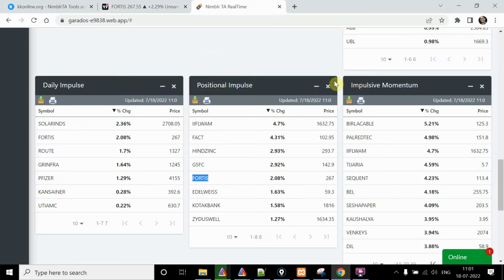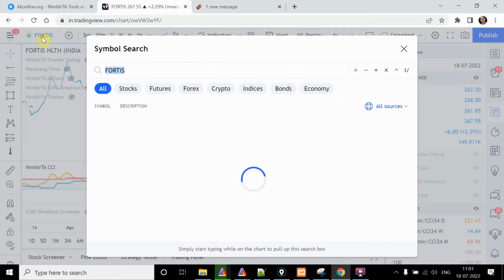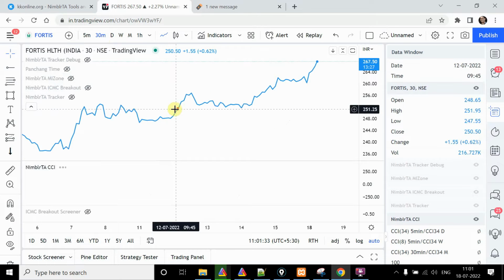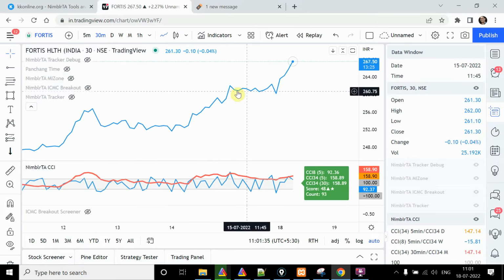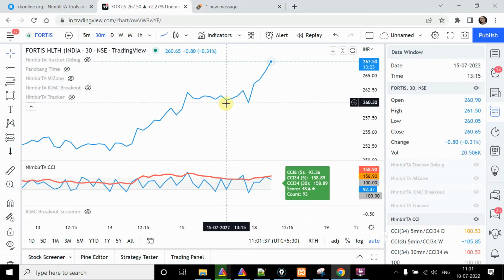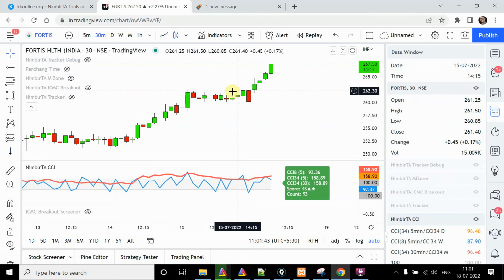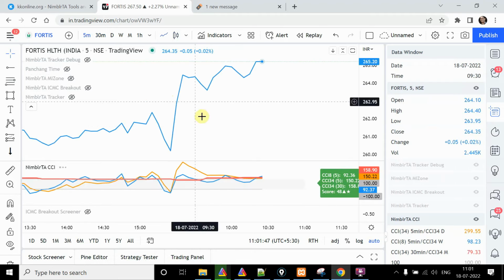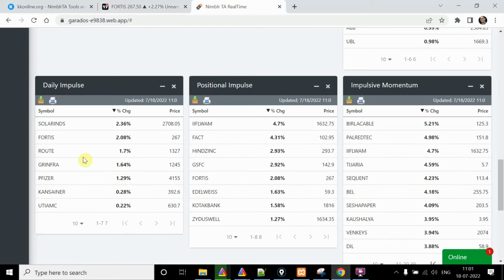Similarly, for impulsive momentum, daily impulse, this is basically on your lower time frame levels. So over here, if I am on a 30-minute time frame, I see a recent low has been formed, a lower low has been formed over here. This is the recent low and the previous high has been crossed. That is why I got this on a 30-minute level. Similarly, I can track the same levels on an even lower time frame.